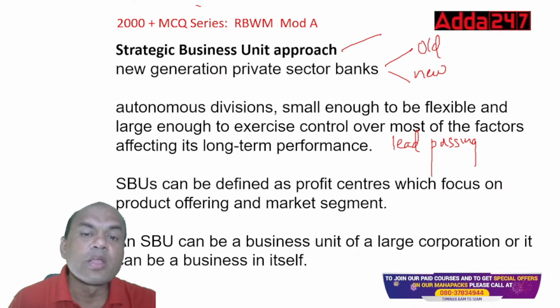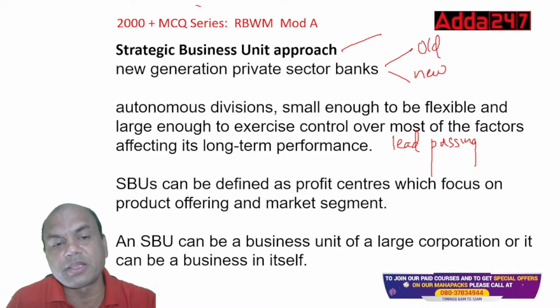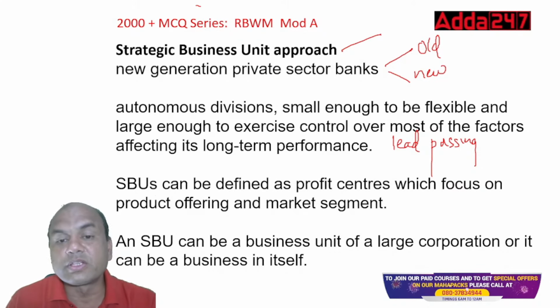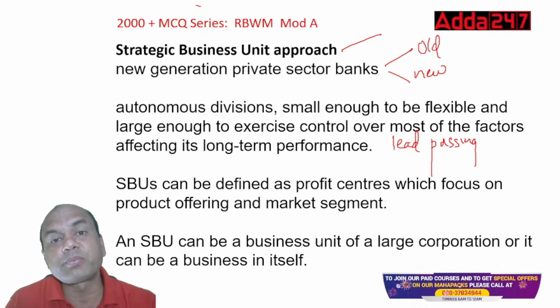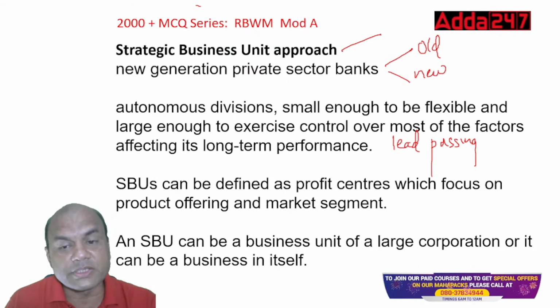So that's why the SBU approach means autonomous divisions, small enough to be flexible and large enough to exercise control over the factors affecting long-term performance. Once you go on generating income, it will definitely affect your long-term income positively. SBU can be defined as profit centers which focus on product offering and market segments.